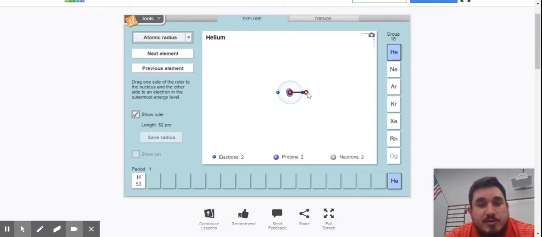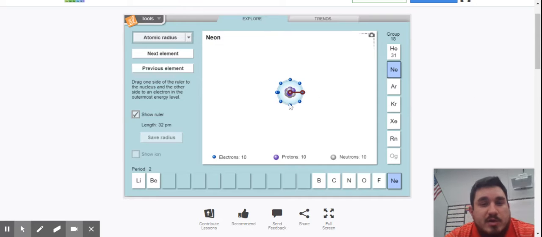Let's say we go over to helium here. Note that helium, the radius shrunk a little bit, okay? And we can actually measure that, and it is 31 picometers. Now, it shrunk a little bit because of the protons that are there. There are now 2 protons that are pulling on that electron shell, electron orbital, okay?